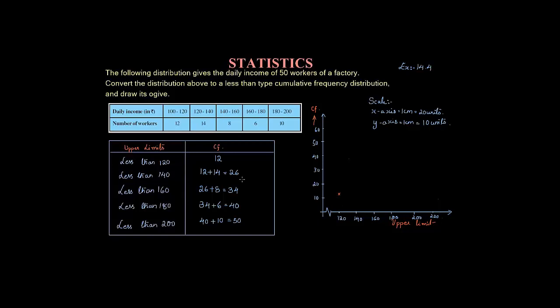Then for 140, 26, right? So 140 is here and 20 is here. So 25 will be in between, a little above that. So 26, somewhere here. Then for 160, it is 34. 30 is here. Now 34 will be almost the middle of 30 and 40, right? So let me just mark it here.